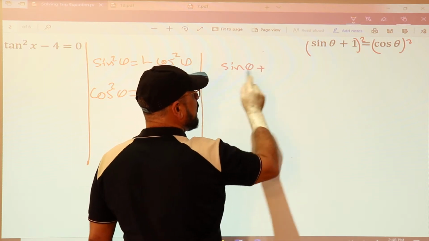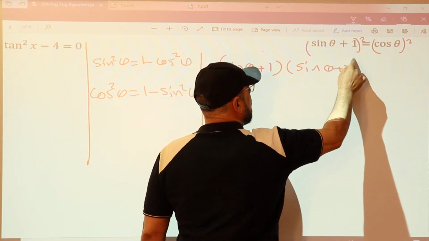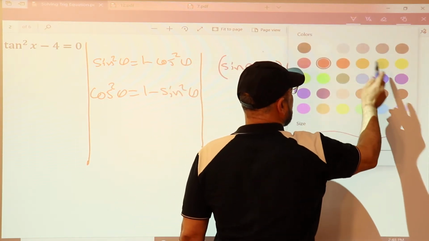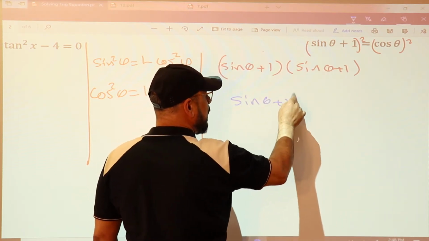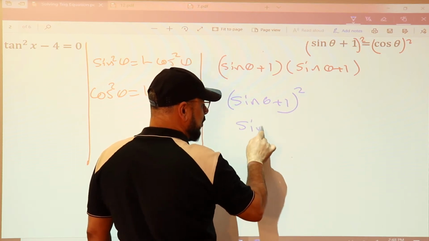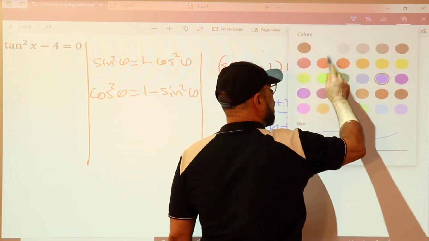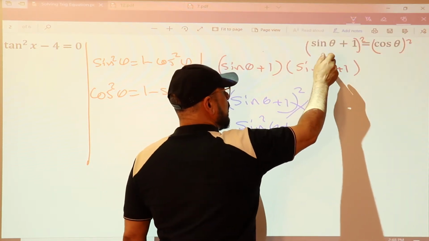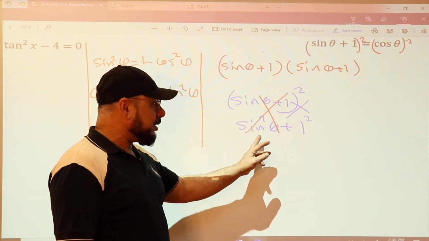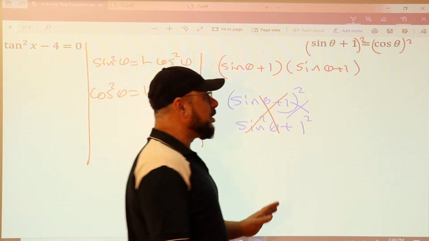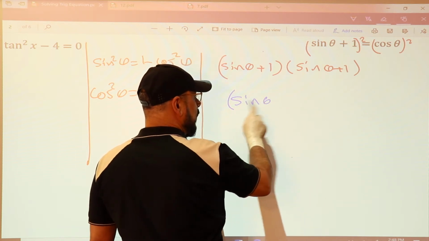I saw some of the students doing it like this, a common mistake. They do sine theta plus 1 squared as sine squared theta plus 1 squared. That's completely wrong. Don't do that. Then you have to FOIL it.